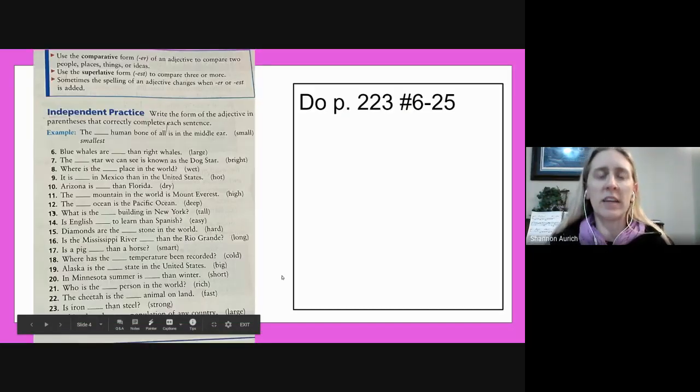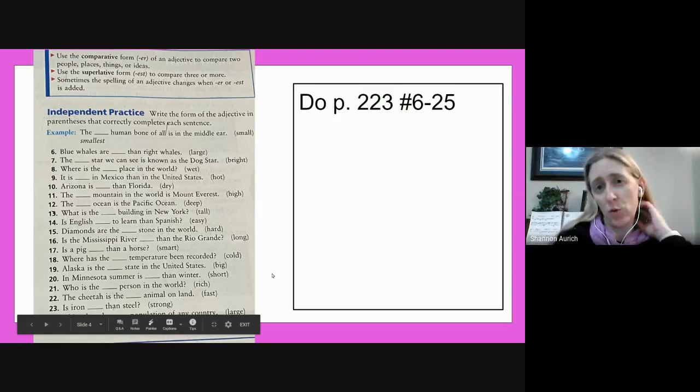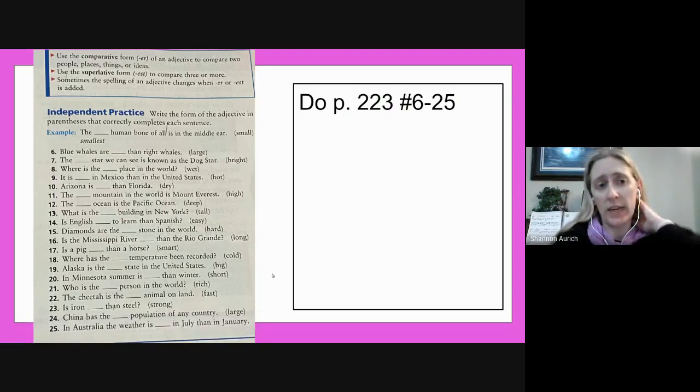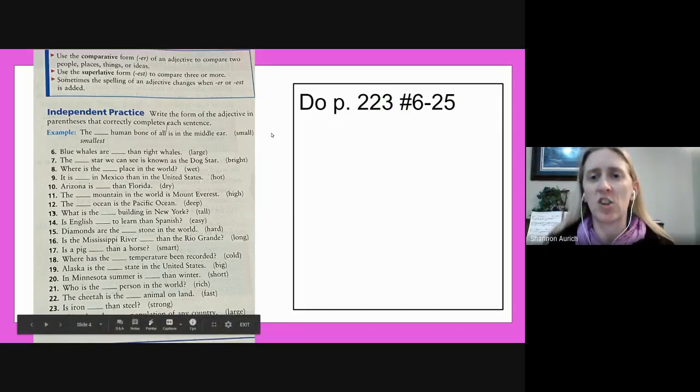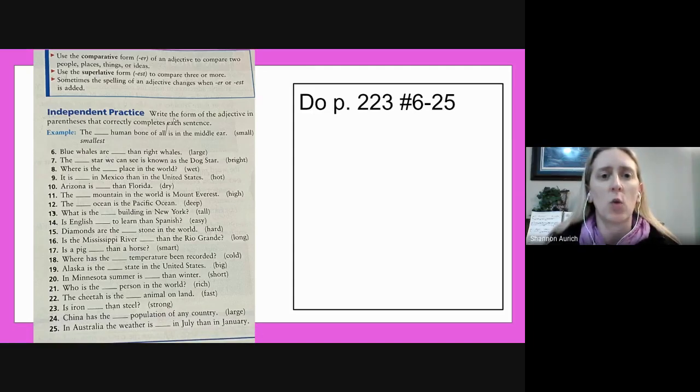All right, your homework today is to do this page. It is page 223. You're probably looking at it right now. You're going to do the whole page, no writing application today. Number 6 through 25, let's look at the directions. Write the form of the adjective in parentheses that correctly completes each sentence. Look at the example. The blank human bone of all is in the middle ear.